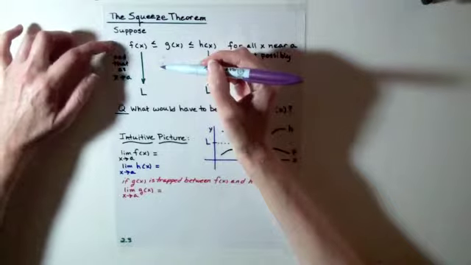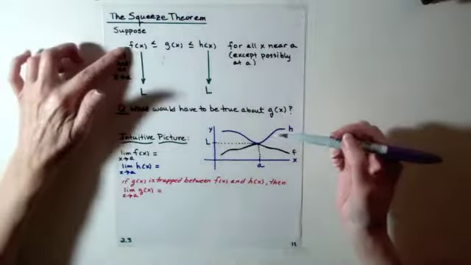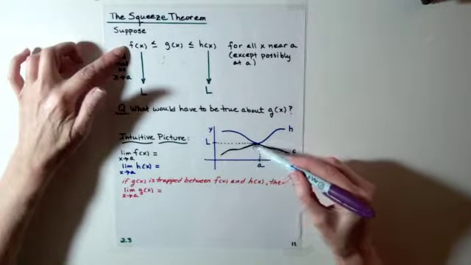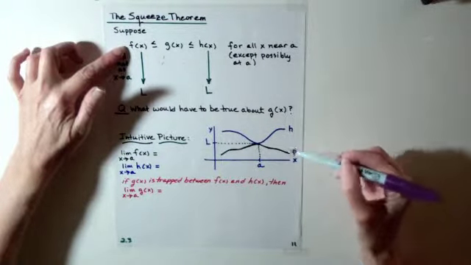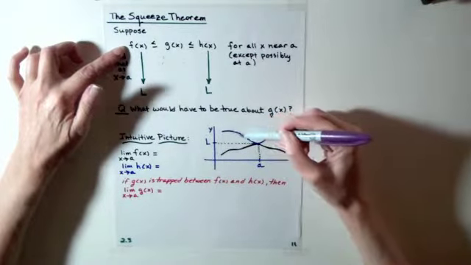You might ask, well, what does that mean in terms of a graph? Down here I have a graph of f of x, and that's in black, and I have a graph of h of x.